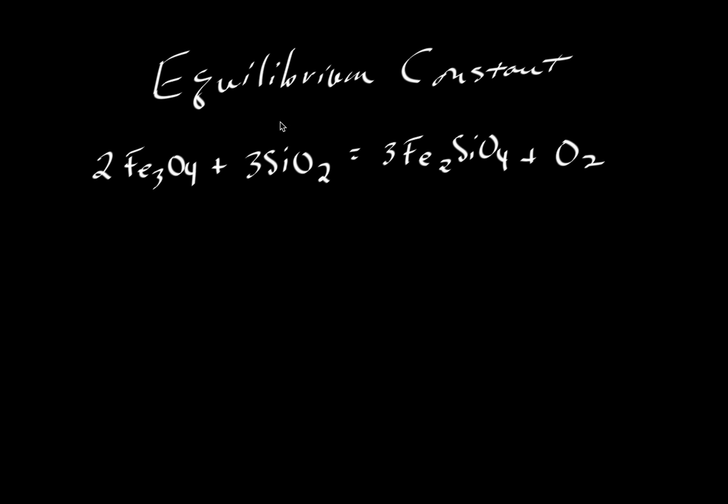So in this video, we're going to look at the meaning and origin of the equilibrium constant. And we're going to do so looking at this very important reaction in the earth sciences, where we take the mineral magnetite, 2 units when written in this type of formula, and it's going to react with 3 units of quartz. We'll write that as Q. And it'll react to make 3 units of fayalite plus 1 unit of oxygen gas, which we'll just write as O2.